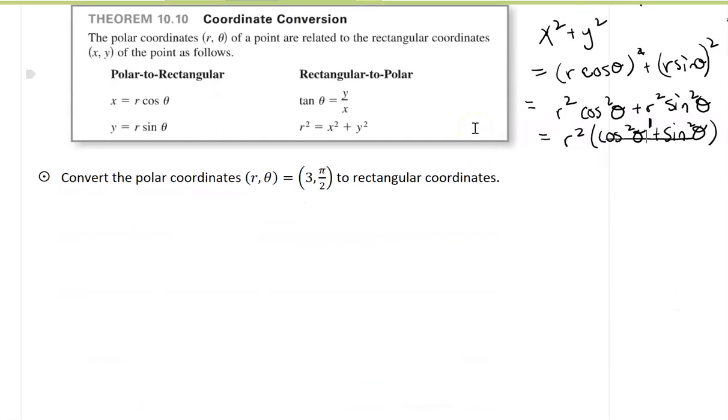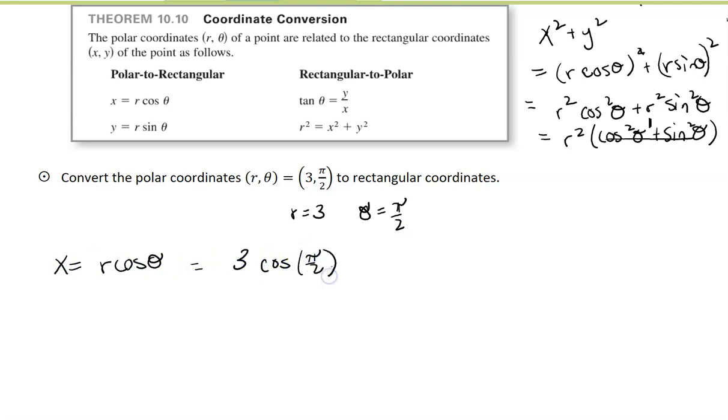So this is to convert the polar coordinates r, theta, equals 3, pi over 2 to rectangular coordinates. So let's make sure we know the order here says that r is equal to 3, theta is equal to pi over 2. So x is going to be r cosine of theta, which is 3 cosine of pi over 2. And if I glance back quickly at my unit circle, I know that for pi over 2, the cosine is 0, so this is just 3 times 0, or 0.